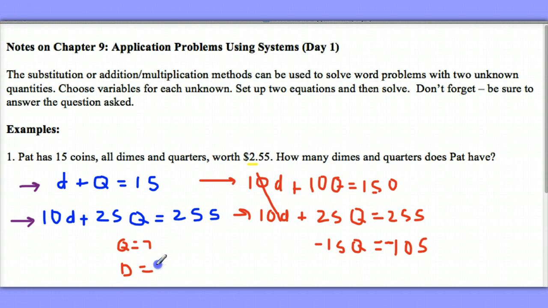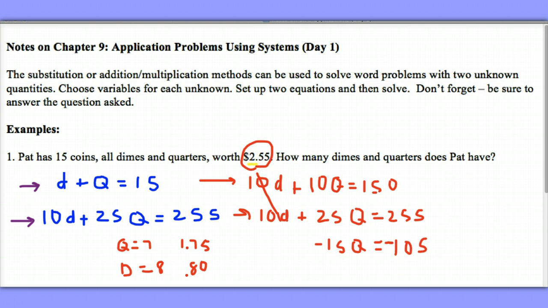And you can do a real quick check here. We know that 8 dimes would be 80 cents. And we know that 7 quarters would be $1.75. And if we sum these two amounts, we will get $2.55. So we know our solution is correct.